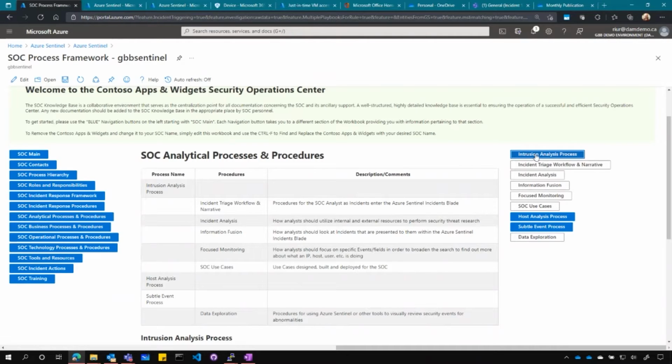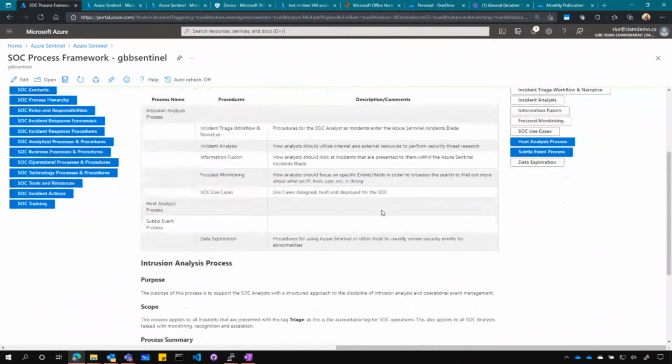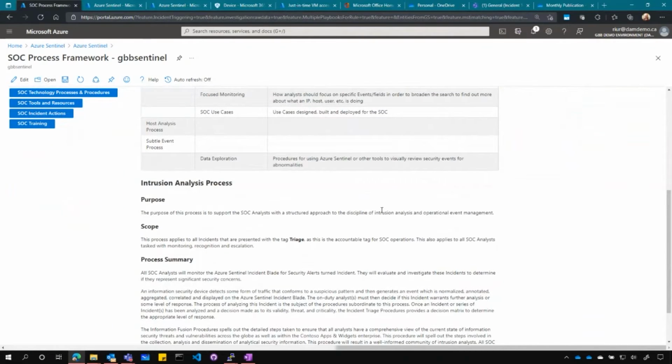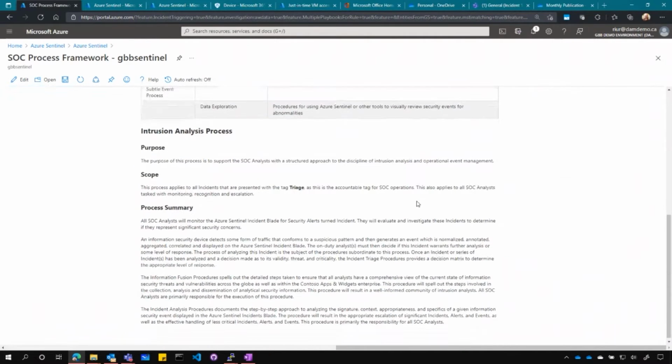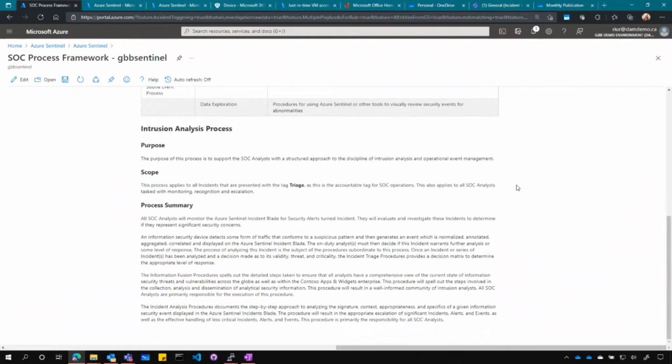So in our first sub, we want to first look at the intrusion analysis process. And this gives us kind of a purpose. It gives us an overall look and feel of what the scope is and the process summary. This really is all this is doing. It's helping the SOC management and the SOC team understand what the responsibility is around the analyst to measure and monitor the incident blade.